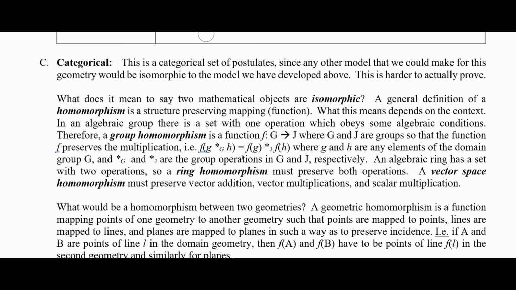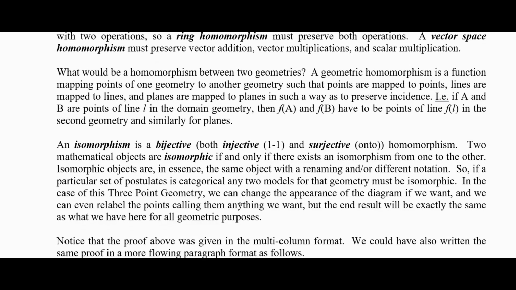But what would a homomorphism mean between two geometries? Well, what do we have in geometries? Really, we have incidence, right? We have lines, planes, and points. What we have is basically a set of points, but we have some incidence relations, so we have sets of points, sets of lines, sets of planes, and then we have some subset and element relationships. So a geometric homomorphism must preserve that.